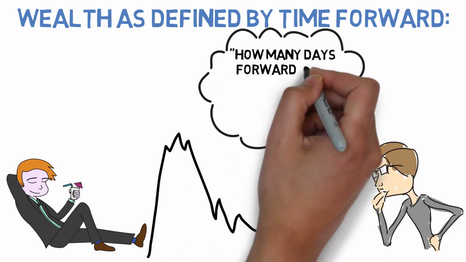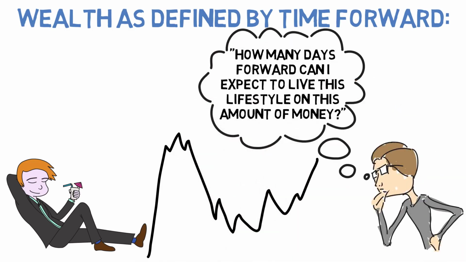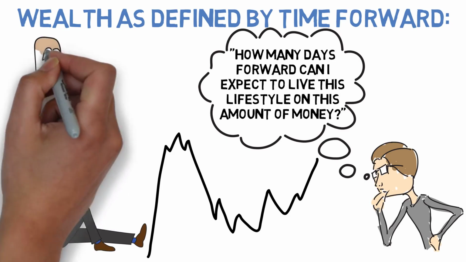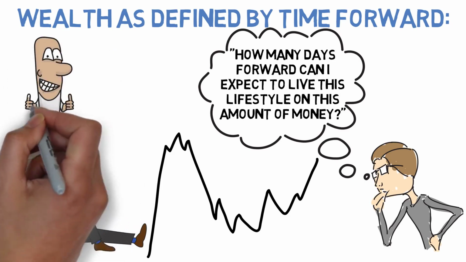And this approach of basically asking yourself, how many days forward can I expect to live this lifestyle on this amount of money, solves the primary issue I was mentioning with the raw dollar value approach, because it allows us to adjust for differing levels of lifestyle and come to a more uniform number.